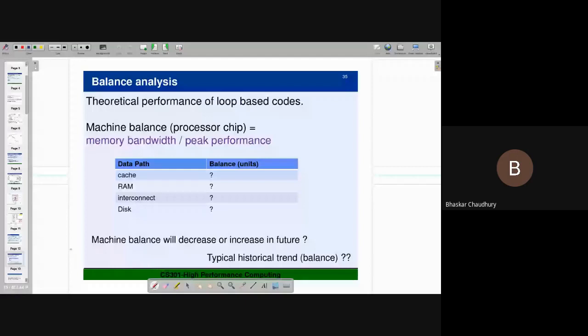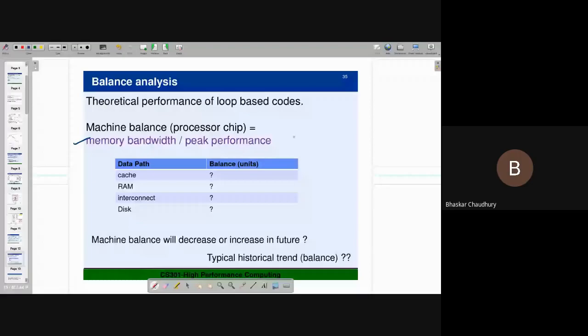Now comes the second picture, which you call the machine balance. Now, what is machine balance? This is the formula for the machine balance for a given machine actually. The machine balance is memory bandwidth divided by peak performance. Now, what is the unit for memory bandwidth? Bytes per second. Yes.